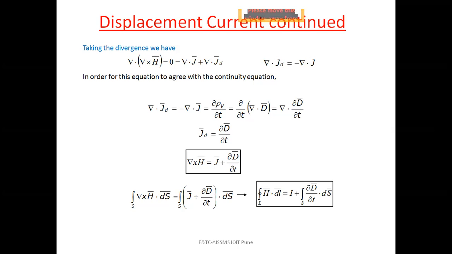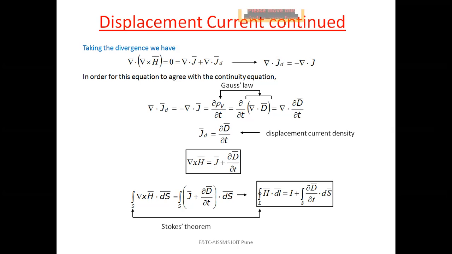In order for these equations to agree with the continuity equation, del dot JD is equal to minus del dot J, which is equal to partial rho v by partial t, which is equal to partial by partial t of del dot D, that is del dot partial D by partial t. Therefore, JD is equal to partial D by partial t. So the equation is del cross H is equal to J plus partial D by partial t. Therefore, the integral of del cross H dot dS is equal to the integral of J plus partial D by partial t dot dS, that is nothing but Stokes theorem.